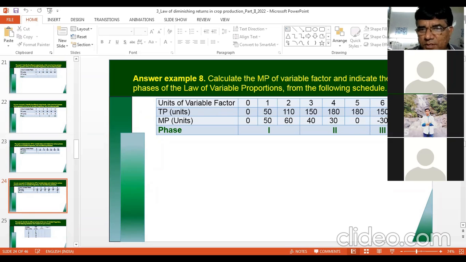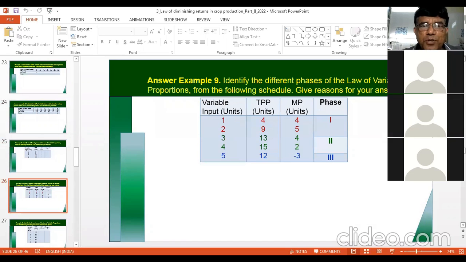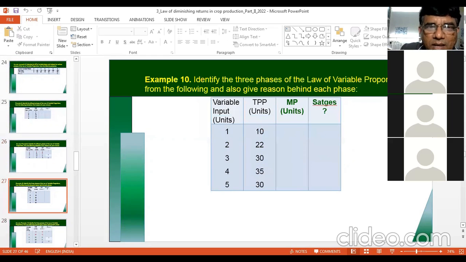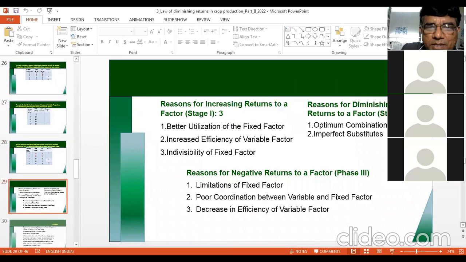Yes, sir. Good. So now you can see I have shown you stage 1, 2, 3, and there are some more numericals. You try to do yourself, try to understand with some examples. Like this is another example, and TP and so on. Similarly, it will give you more clear idea about this subject.